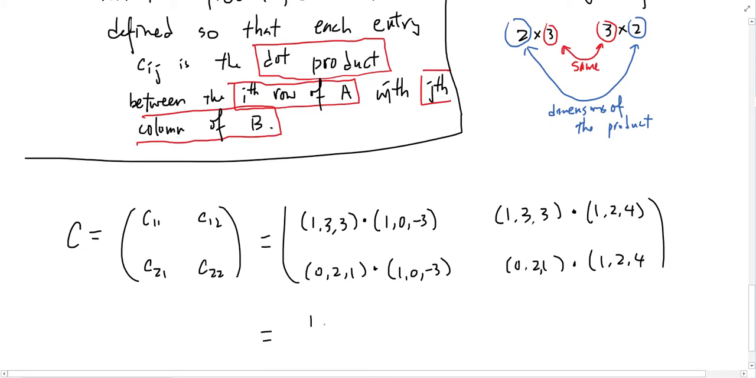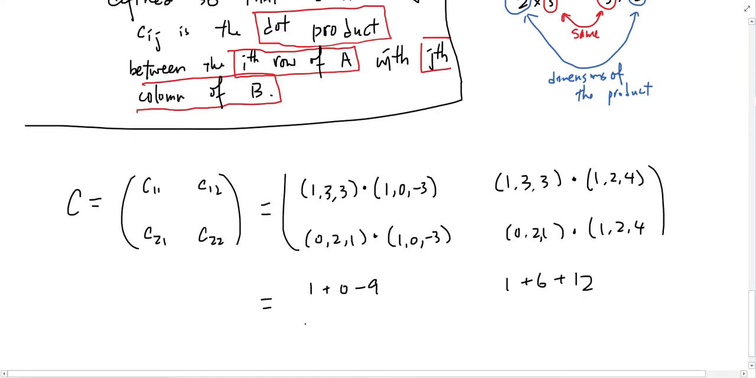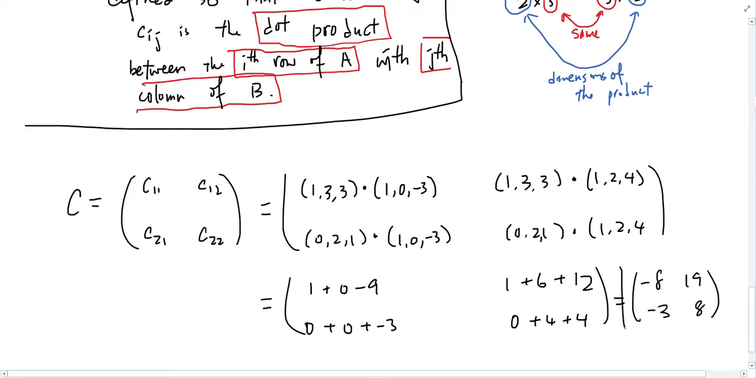So it'll be 1 plus 0 minus 9 for the first number. This one will be 1 plus 6 plus 12, I'm sorry. The bottom one would be 0 plus 0 plus -3, or minus 3 if you want. Then this one will be 0 plus 4 plus 4. So it seems to me that it comes out to be -8, 19, -3, 8. That must be the product, and the product is a 2 by 2 matrix.